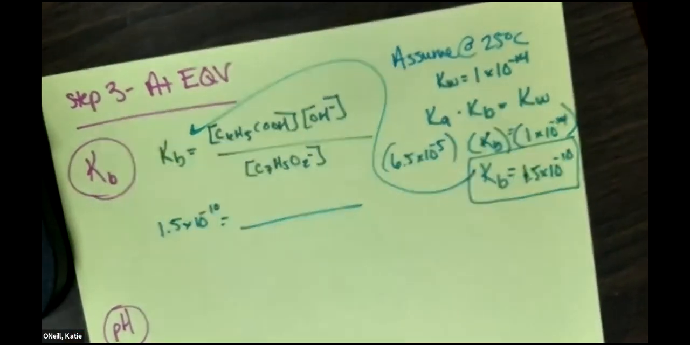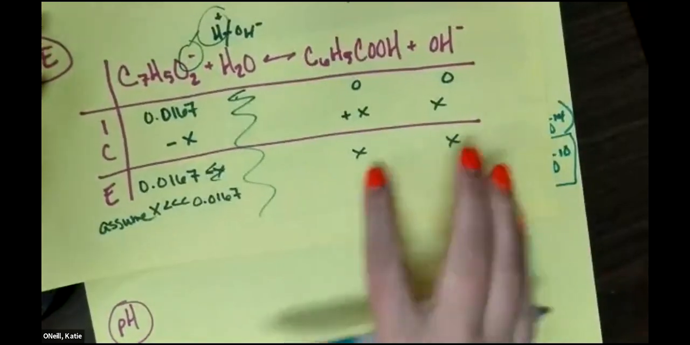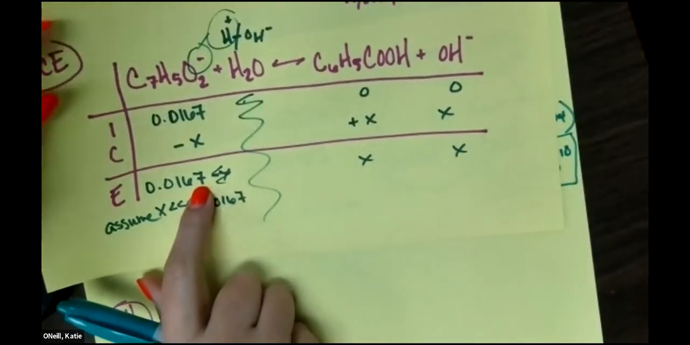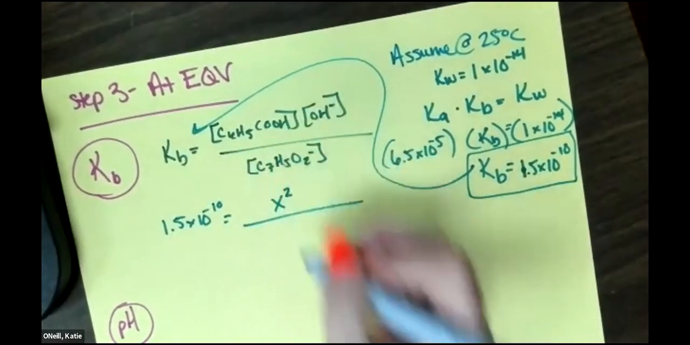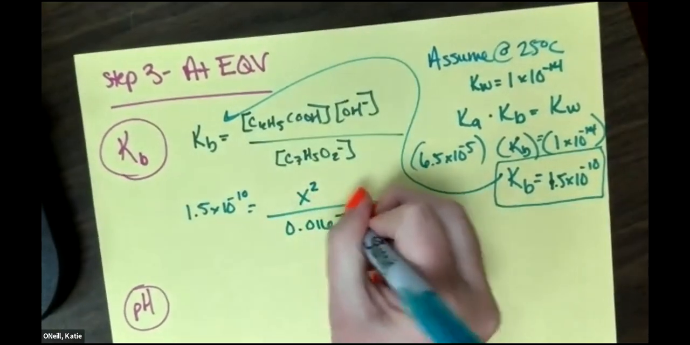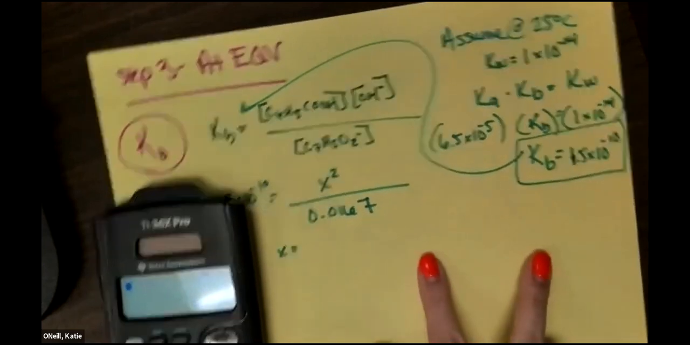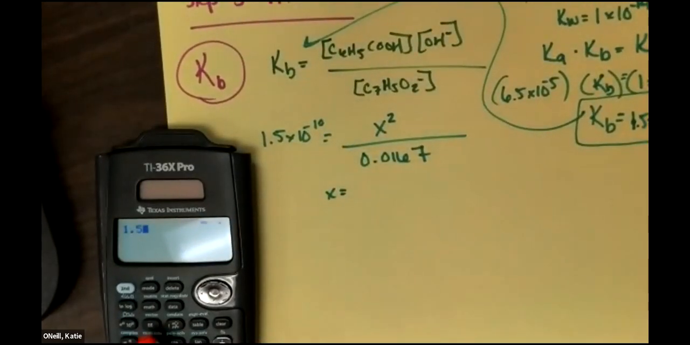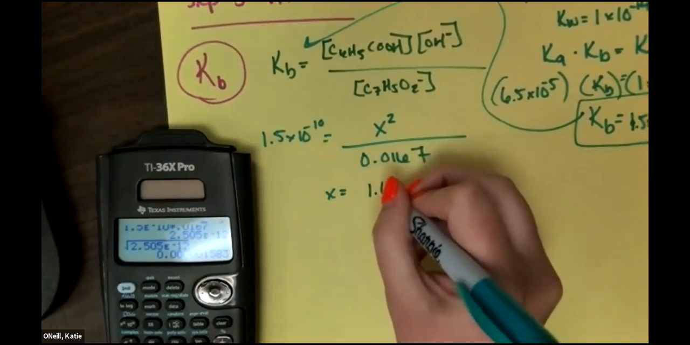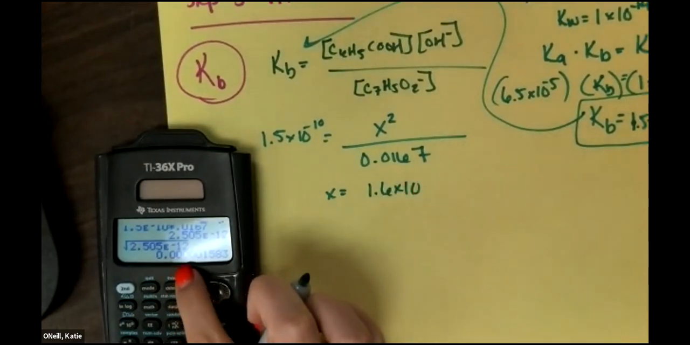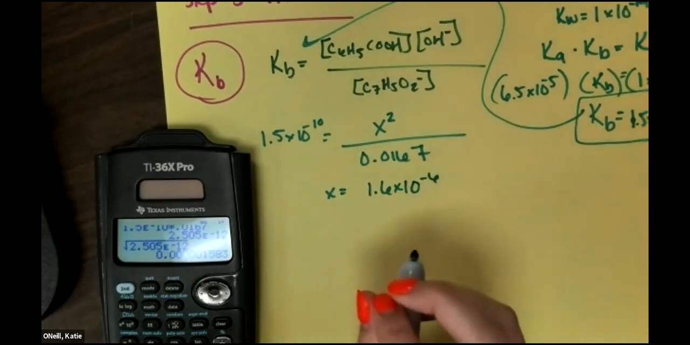And then the product concentrations were x, and the reactant concentration is the 0.0167. So on top I have two x's, x squared, and on the bottom I've got the 0.0167. So we can solve for x, which will be 1.5e negative 10 times 0.0167. And then I need to square root that because it's x squared. And so it would be 1.6 times 10 to the negative 6.